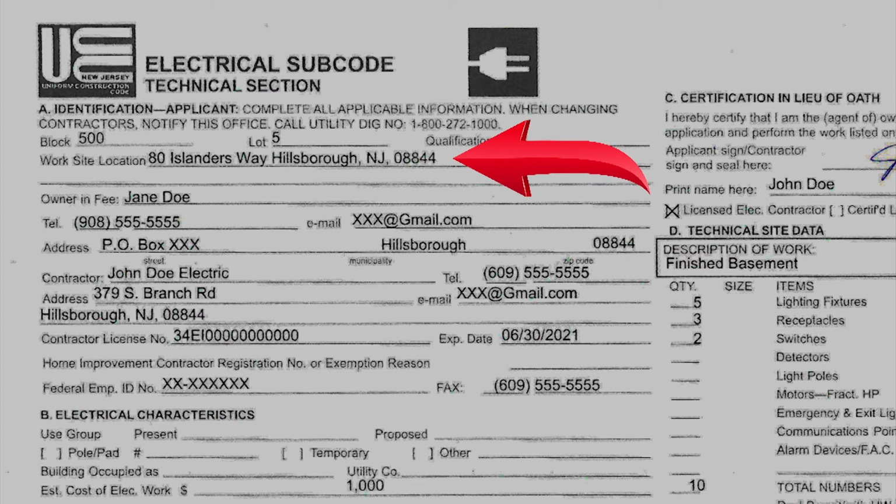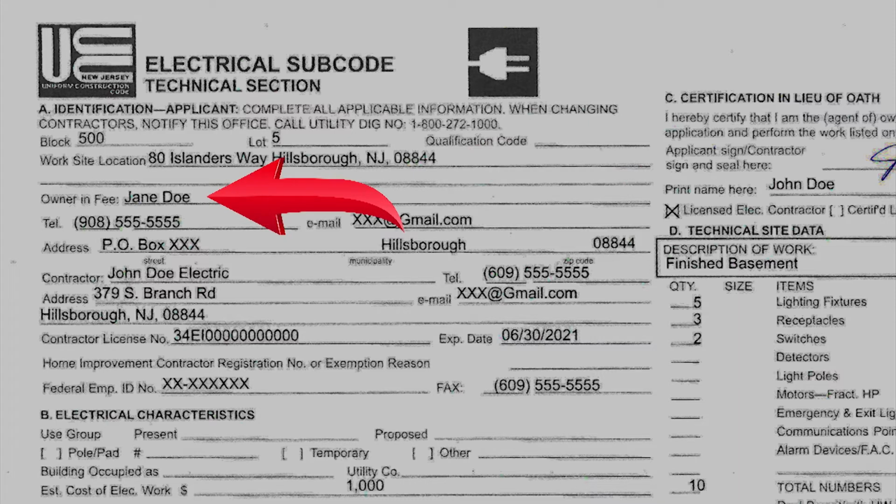Worksite location is the address where the work is being performed. Again, it is the address where the work is being done. If applicable, unit numbers should be included in the address. Next is the owner information. Owner in fee refers to the property owner, the owner of the property, not the tenant.